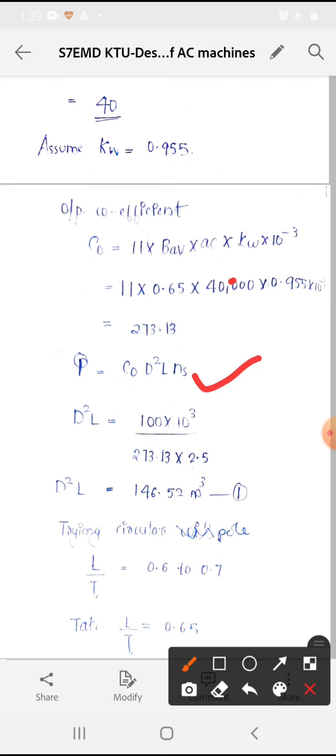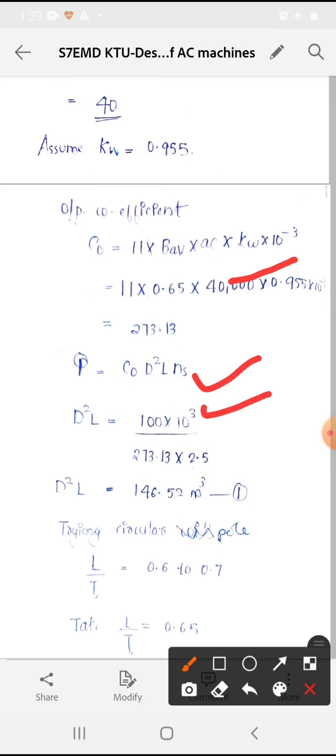C0 is 11 Bav ac kW into 10 raised to minus 3. Bav and ac are given in the question, kW we have assumed. Then substituting these values, we have to be careful that in this question Q is equal to 100 MVA, so we have to convert that into kVA. That is 100 into 10 raised to 3 substituted in this equation. Okay, so we obtained equation number 1 in D square L.